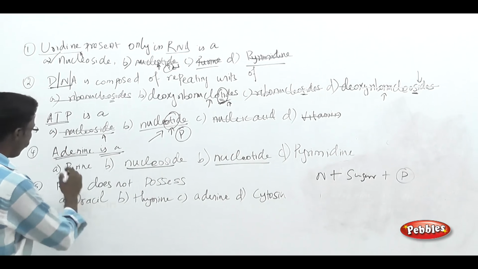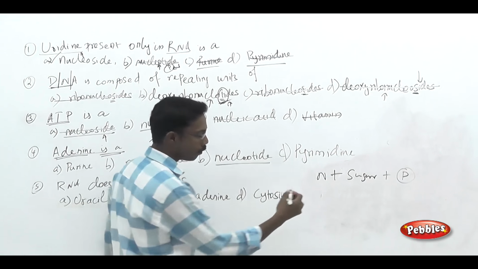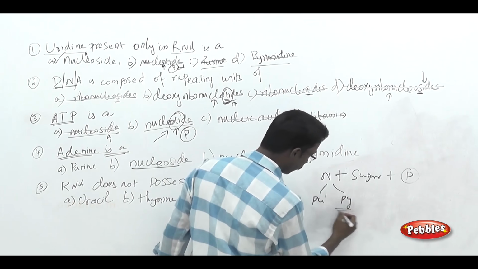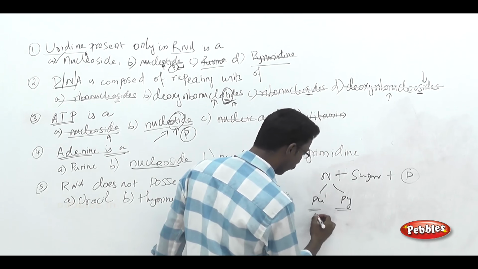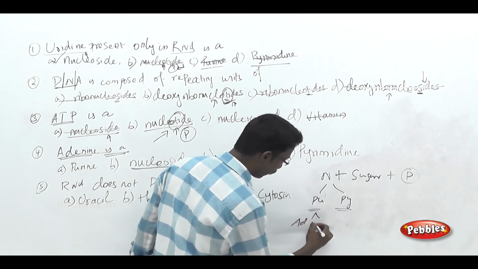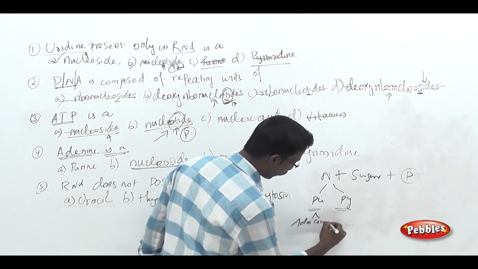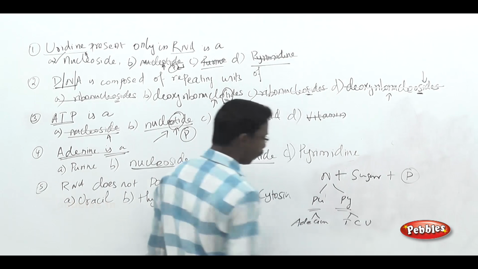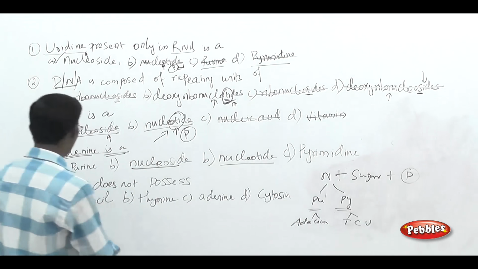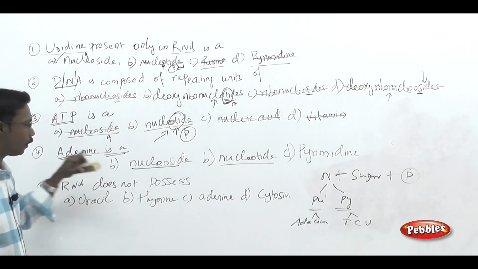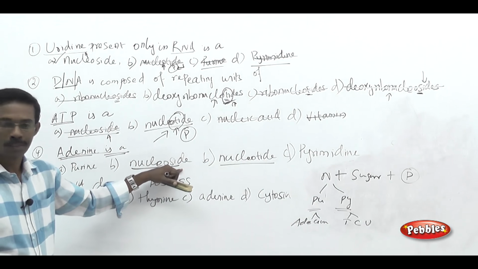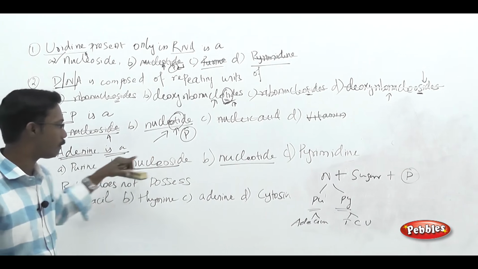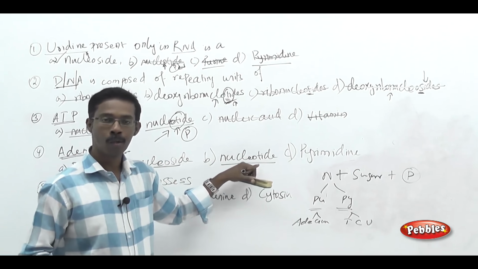Okay, we all know there are two groups of nitrogenous bases, purines and pyrimidines. What are the bases present in purines? Adenine and guanine. In pyrimidines, thymine, cytosine and uracil. So if the term is adenosine, you can choose the answer nucleoside. If the term is adenosine triphosphate or adenylic acid, you can choose the answer nucleotide.